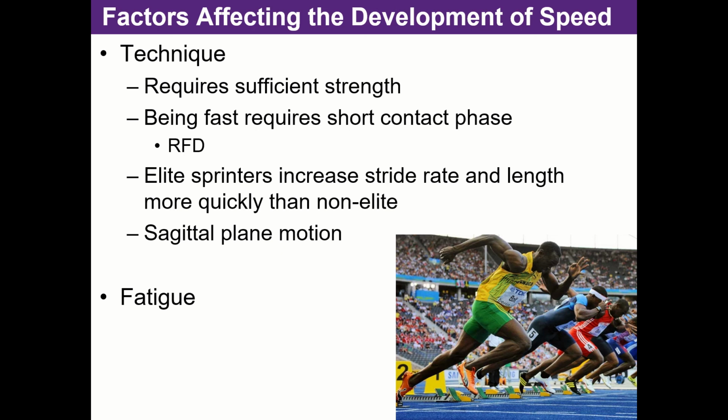One of the interesting things here is that, so you can see the third bullet there, that elite sprinters increase stride rate and stride length more quickly than non-elite sprinters. That's not especially surprising. But what was somewhat surprising to me in the way this chapter was laid out, or in the author's discussion, was that your non-elite sprinters achieve their maximal speed more quickly than your elite sprinters. So they point to research that shows that top-level sprinters reach their maximum speed between 50 and 60 meters versus your non-elite sprinters reach their top speed between 20 and 30 meters.